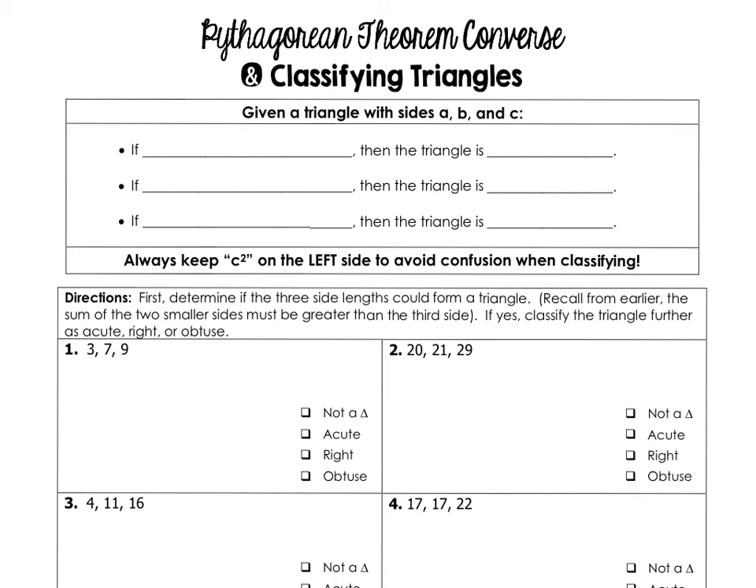So in this unit, you're going to learn that if we already learned Pythagorean theorem, if I have a right triangle, then the hypotenuse squared should equal the sum of both legs squared. But now we're going to take the converse of it, which states that if c squared equals a squared plus b squared, then the triangle is a right triangle. Notice that I always keep the c squared on the left side, just to make life a little easier.